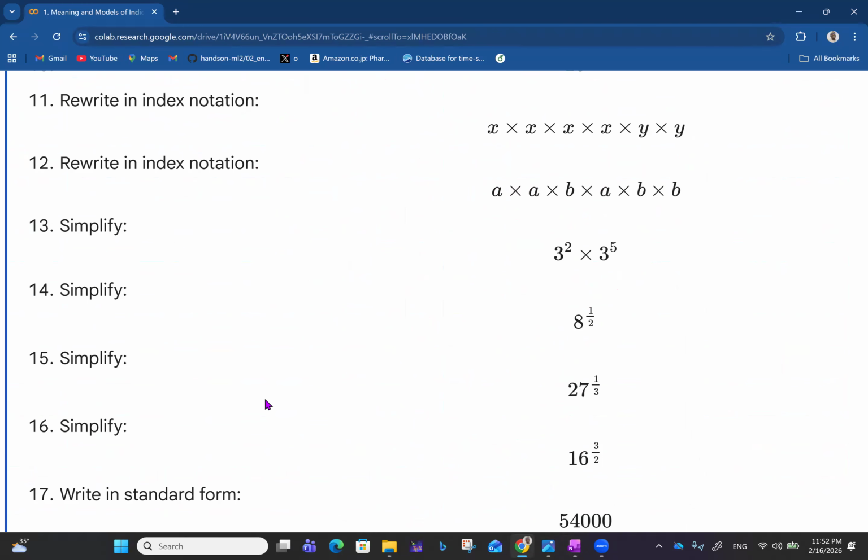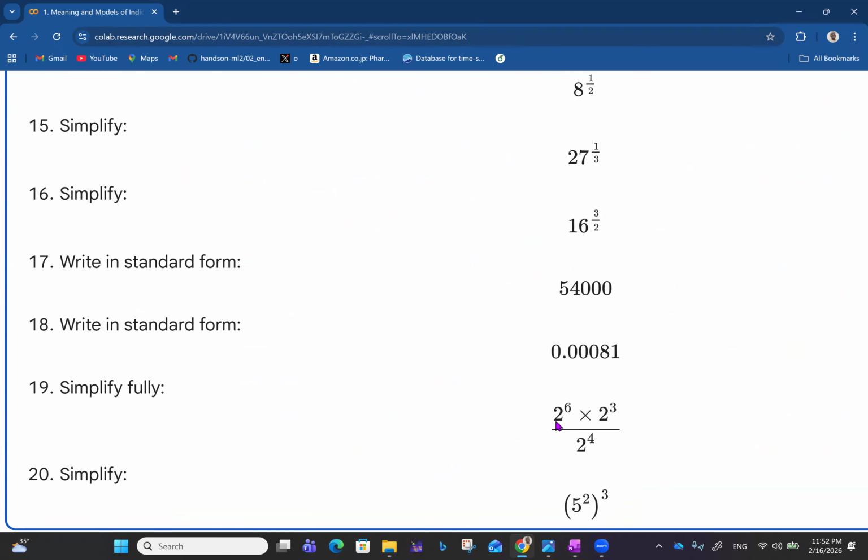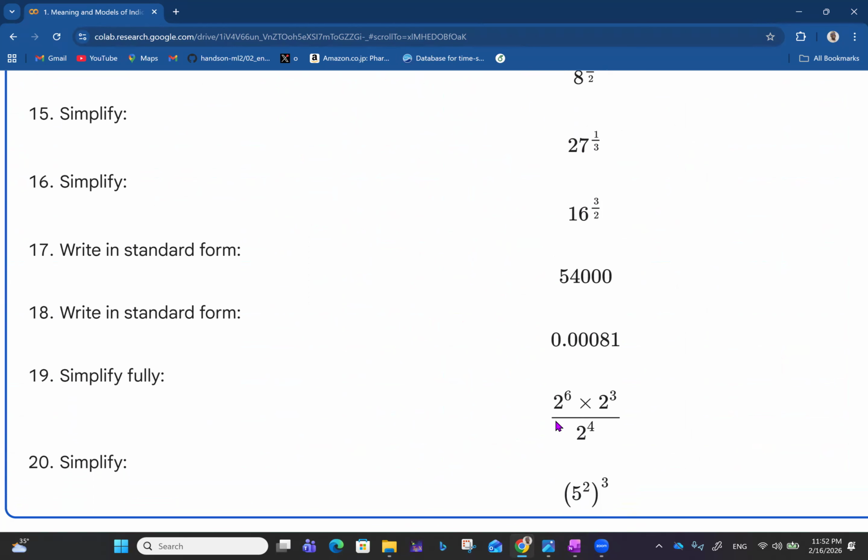And then, yeah, you can complete all these other ones, 15 to 20. Now 27 raised by 1 over 3. That is cube root of 27, which is simply 3, or 3 raised by 3 times 1 over 3. That's 3. Then simplify. So try your hands on this.